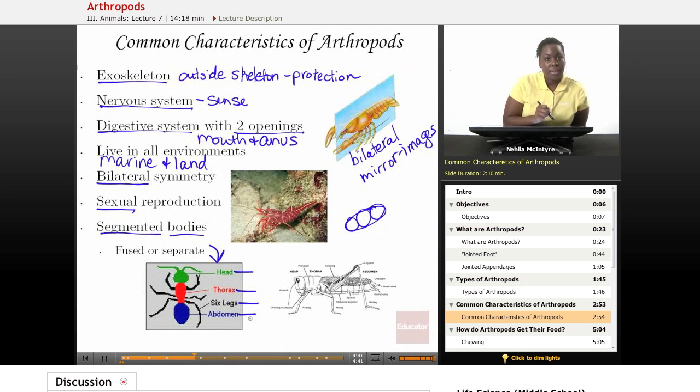Now, some arthropods may not have these exact segments because sometimes arthropods can have segments which are fused together, which just means they're kind of like melted, or they look like they combined into one segment. And then there's other arthropods which have very distinct separations or segments.